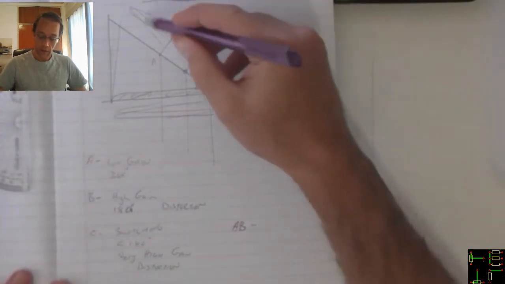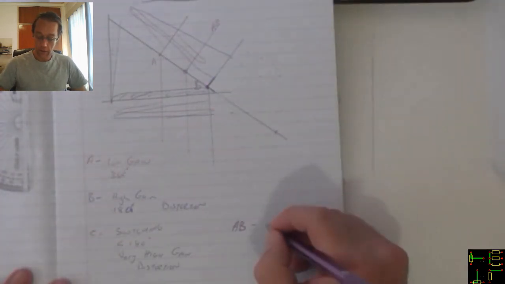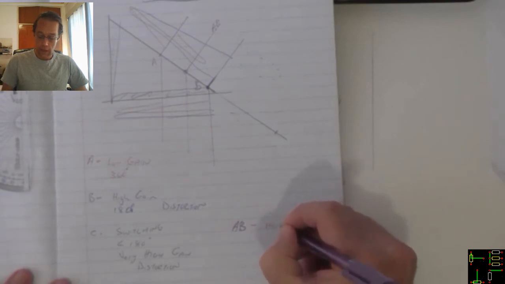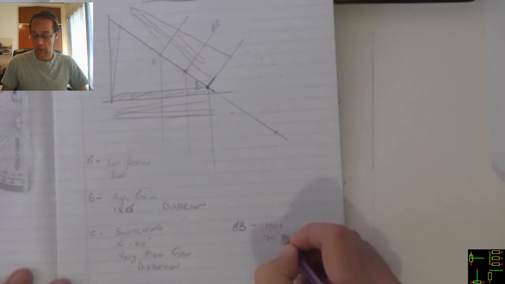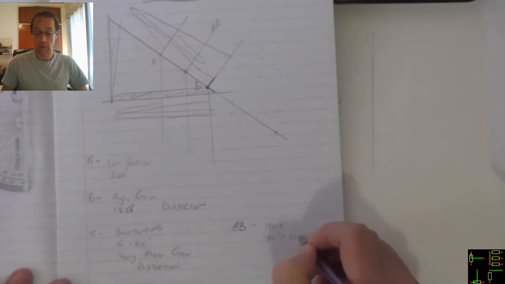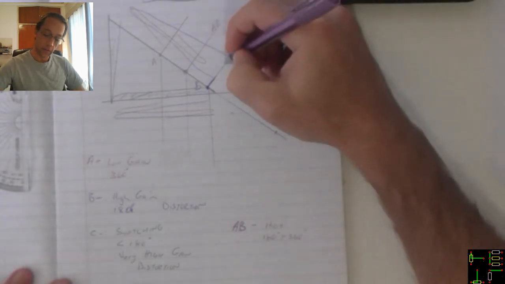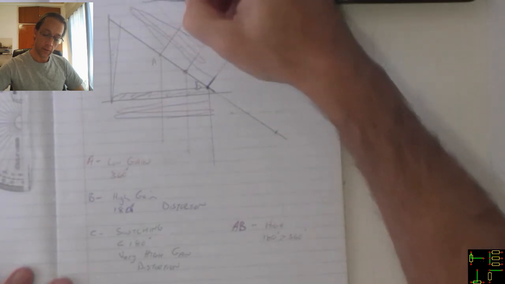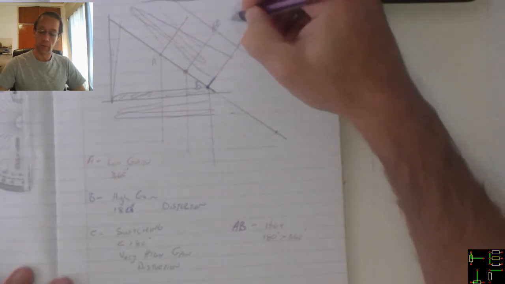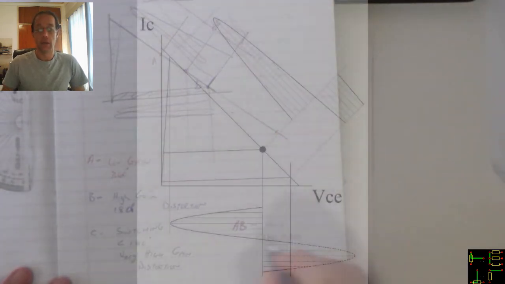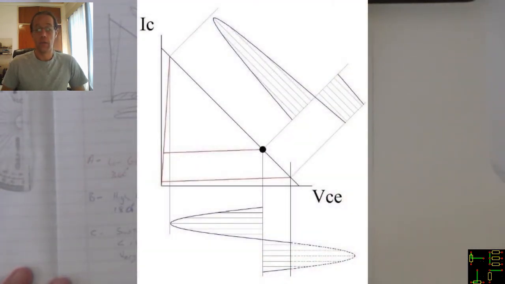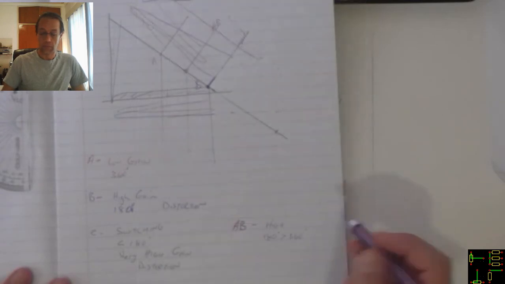The result for this is that the gain still is high. It amplifies between 180 degrees and 360 degrees of my input signal. It only clips off a portion of the waveform, this little area there, okay, and it's usually used in push-pull pairs or crossover amplifiers, which we will look at later on.